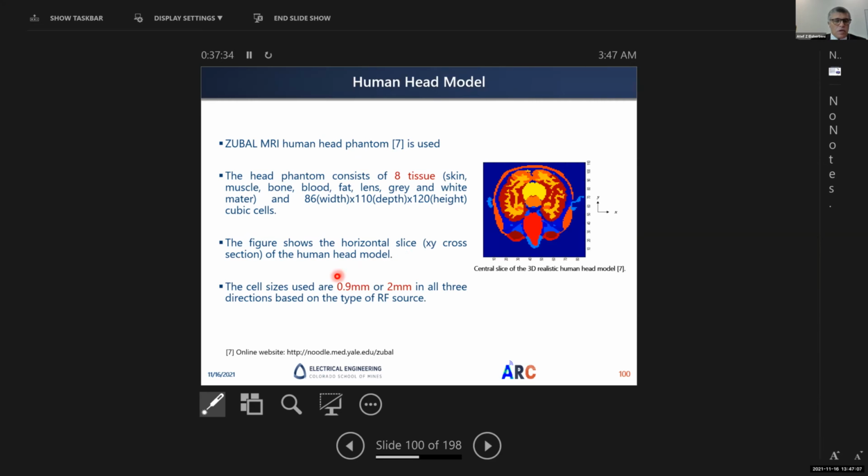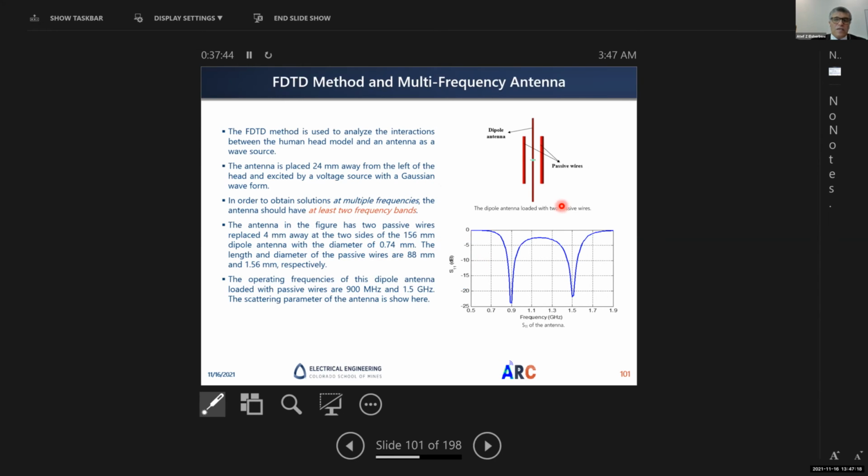And in one simulation, we use 0.9 millimeter resolution. In other simulation, we use 2 millimeter resolution based on the application itself. For example, in this application, we needed to define an antenna to mimic multi-frequency operation that we are going to put closer to the human head.